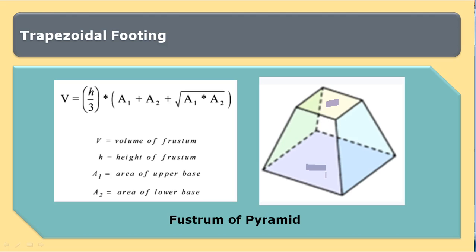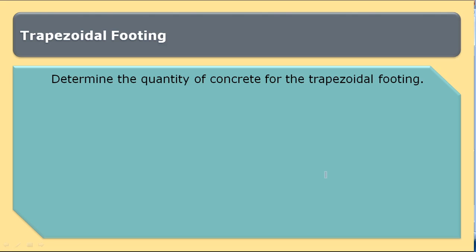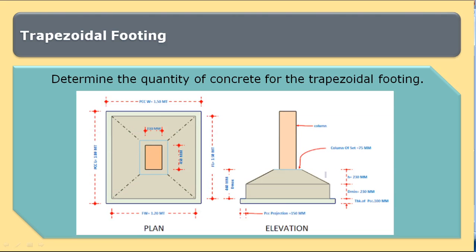In order to calculate the quantity of a trapezoidal footing, we'll consider an example. It has been given a footing which supports a column. Column has a width of 230 mm and a height of 450 mm. The width of the footing is 1.5 by 1.8 meter, and we need to calculate the quantity in the trapezoidal zone.